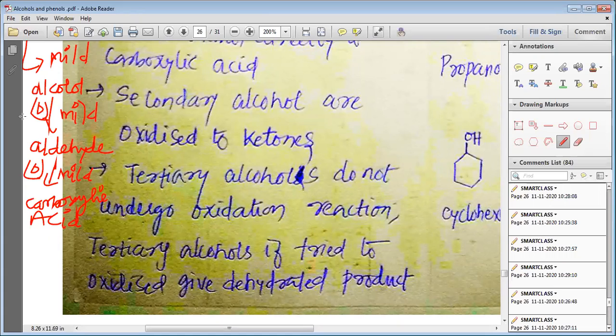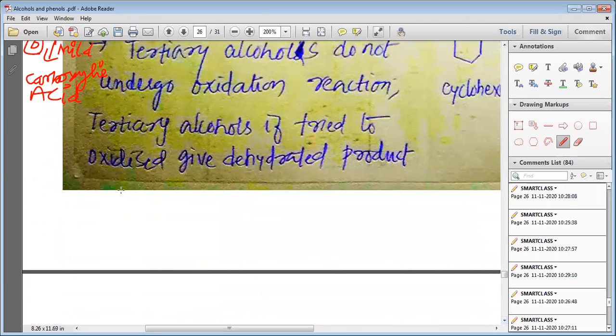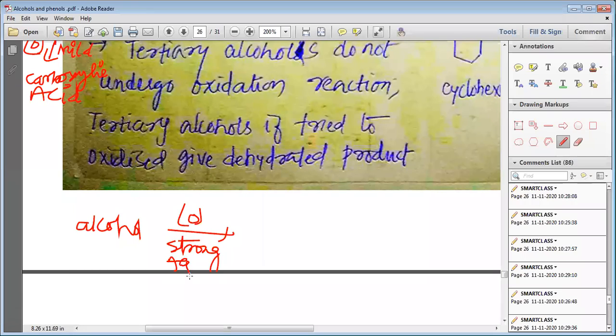But suppose, instead of a mild oxidizing agent, my dear students, you have a strong oxidizing agent. So if you oxidize any alcohol with a strong oxidizing agent, then it converts the alcohol directly into the carboxylic acid.